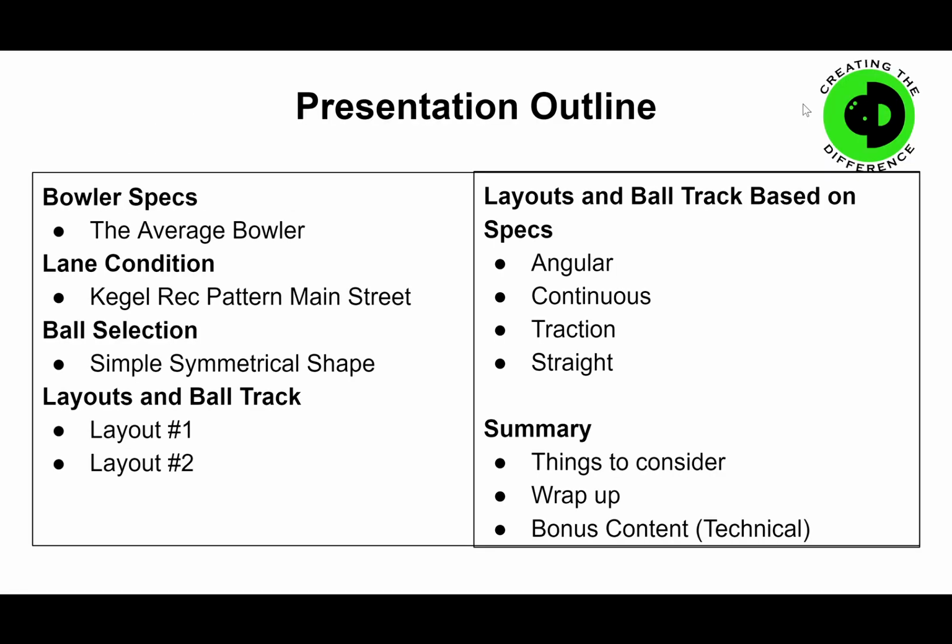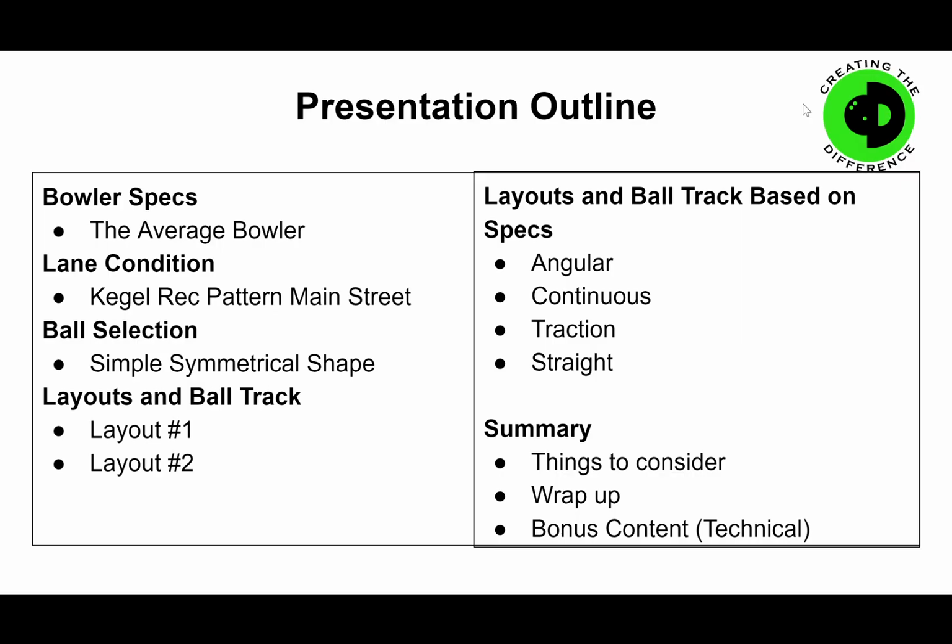The outline is kind of simple. We're going to go over the bowler specs, and we're going to use what we call the average bowler specs that we've determined make up a large percentage of the bowlers in the game today. We'll talk about the lane condition that we use, and why that's important. We'll talk about the core shape that we use, which is a simple symmetric shape. We'll give you a couple of different layouts based on that information.